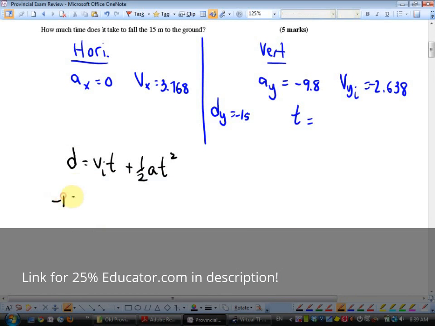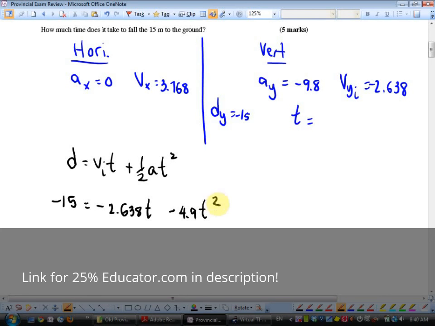Negative 15 equals negative 2.638 t minus 4.9 t squared. Where'd the negative 4.9 come from? Okay, half a. And yeah, you're going to have to use the quadratic formula. Oh, how do I know this is a quadratic equation, Megan?